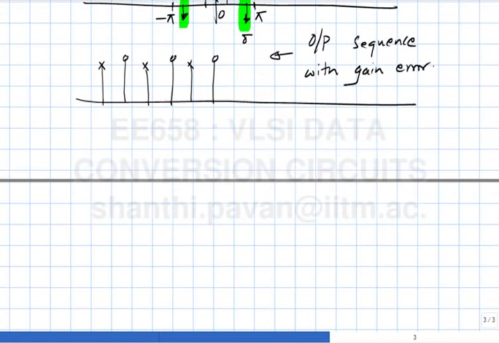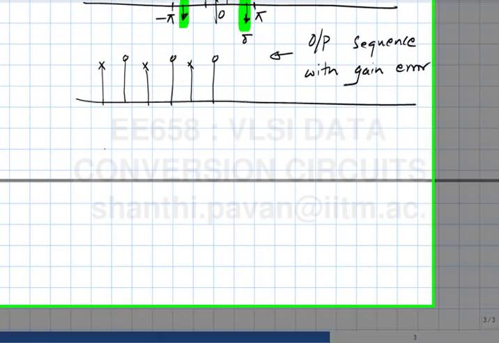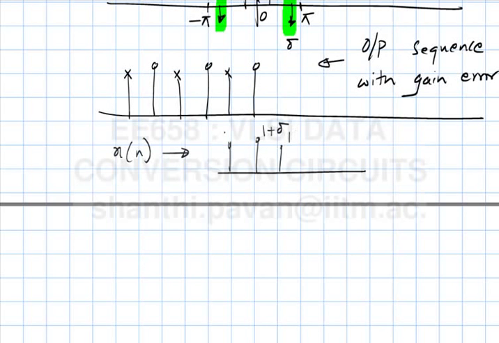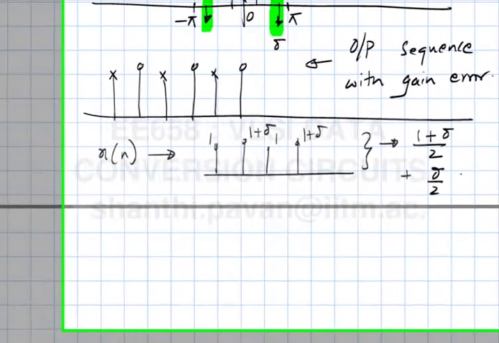Yet another way of looking at the same thing is to see that you take the sequence x of n, which is sampled at the correct rate, which is at the rate 1 over T, and multiply this by a sequence 1 plus delta, 1 plus delta, and so on. This is nothing but a constant of value 1 plus delta by 2 and a sinusoid at delta by 2 cos pi n.